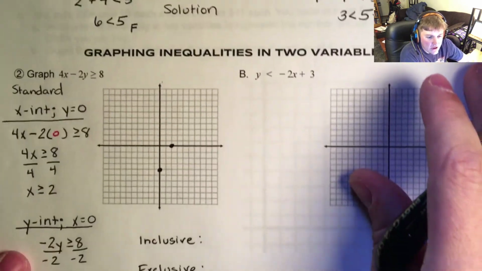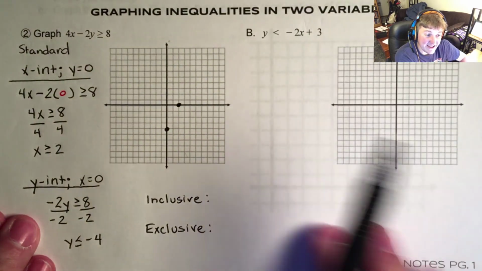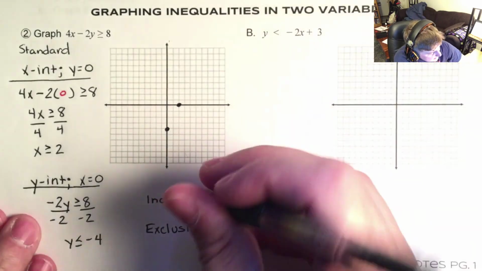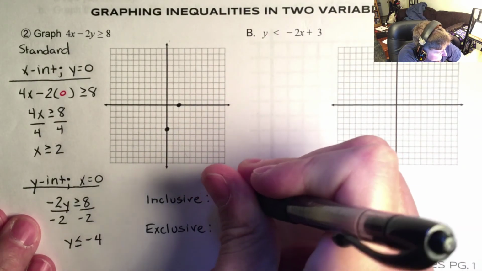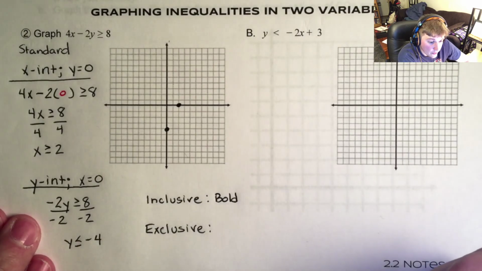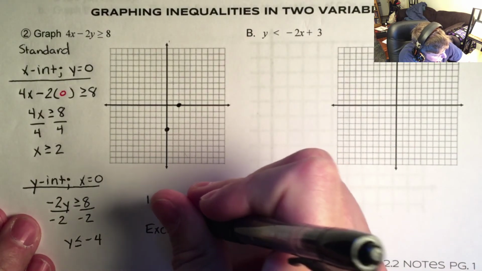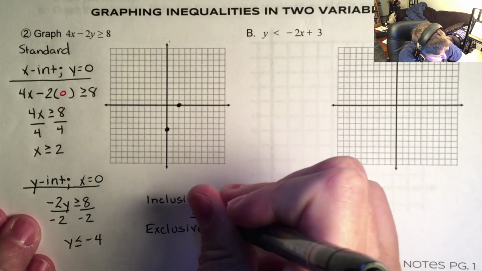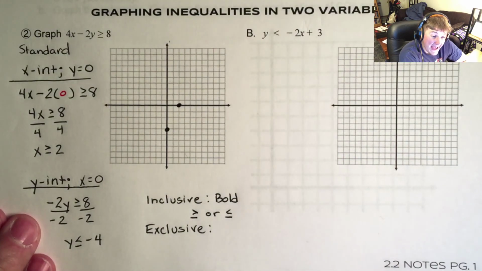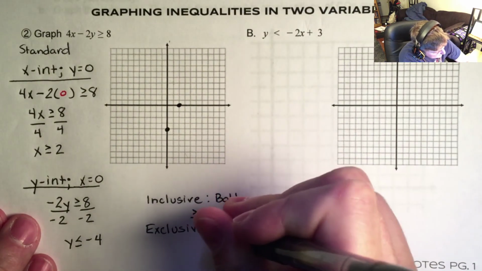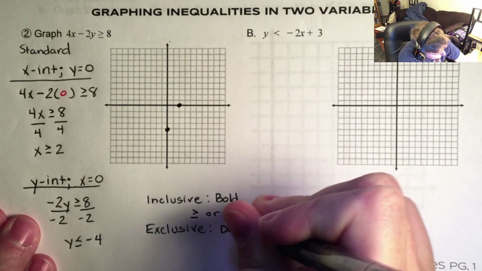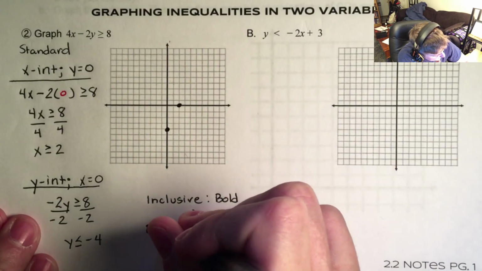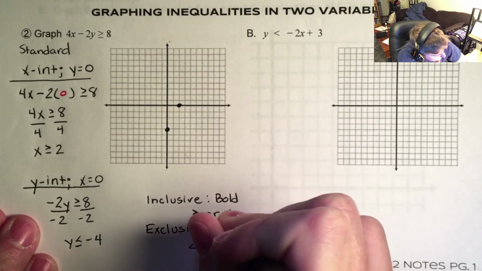That concept's true, but instead of a number, it's a set of numbers that are going to fall on a line. So when it's inclusive, when the line is included in the solution set, it will be a bold line. And when are you going to see a bold line? You're going to see a bold line when you have greater than or equal to or less than or equal to. Exclusive is going to be dashed, and this is when it's less than or greater than.